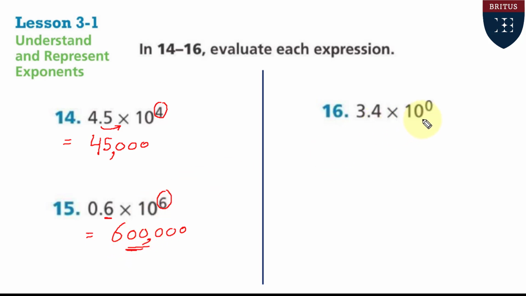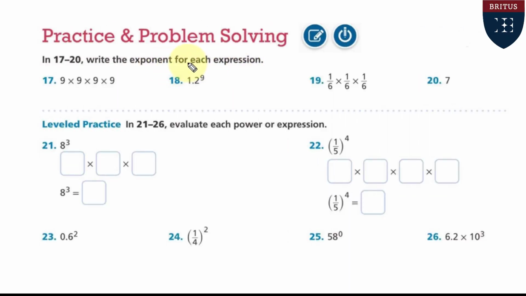3.4 times 10 raised to the power 0. We have 0 power. What's the value of 10 raised to the power 0? The value is 1. Now we get 3.4 times 1. We studied that any number times 1 equals the same number. So we get 3.4. He said, write the exponent for each expression. He's asking about the exponent.